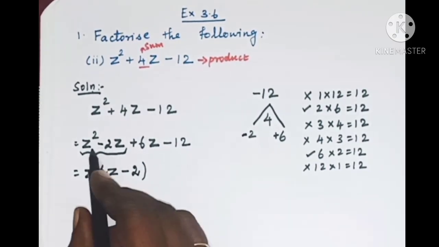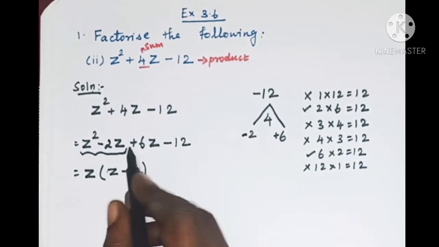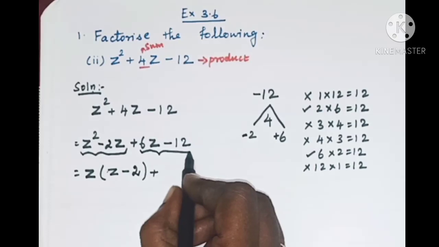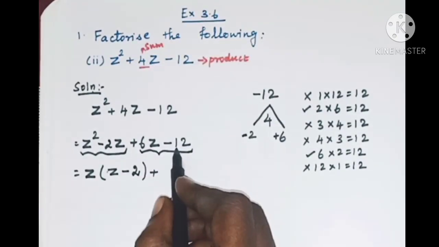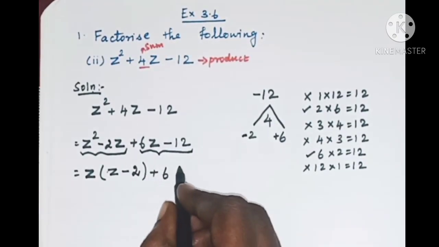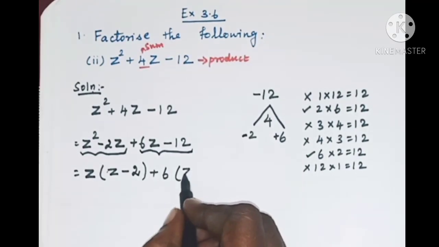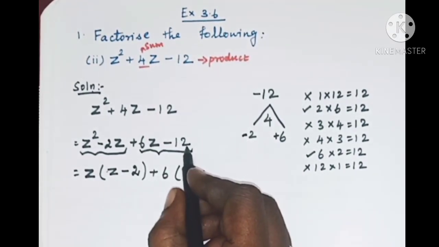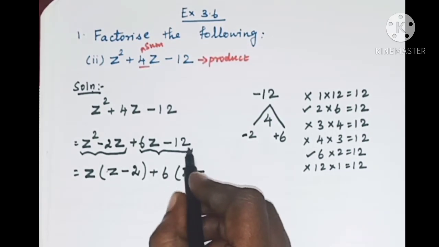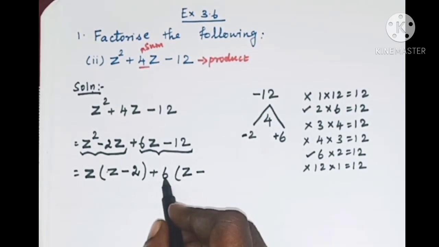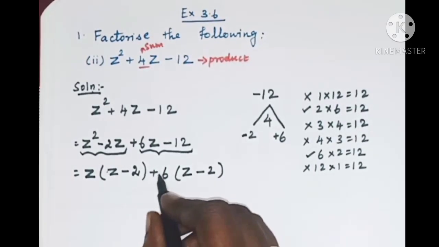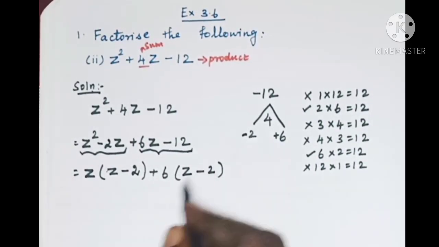So z into z square, minus 2 into z, minus 2z. Plus, from the last 2 terms we will take 6 outside. So the remaining is 6 into z, 6z. Minus 12 can be written as 6 into 2, 6 twos are 12. 6 we already took outside, so 6 into 2. So plus into minus, minus, 6 twos are 12.